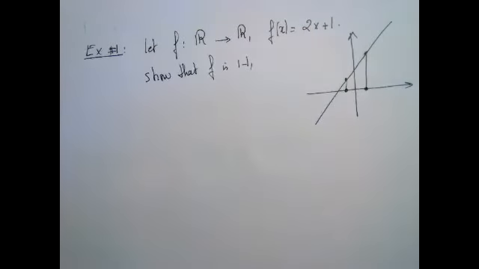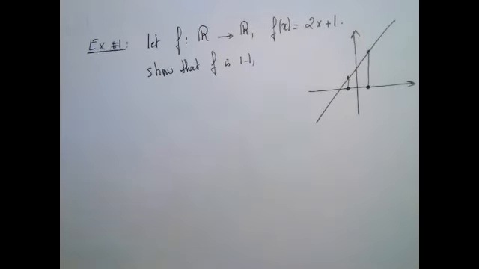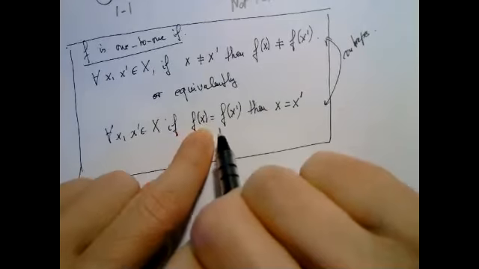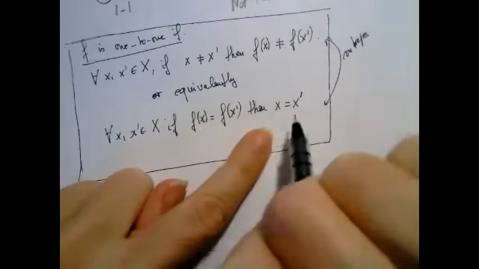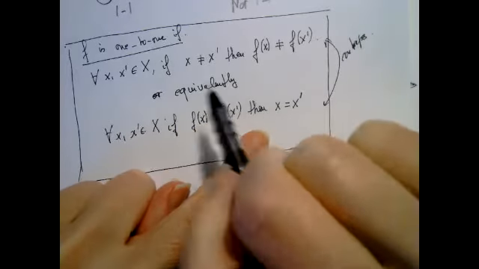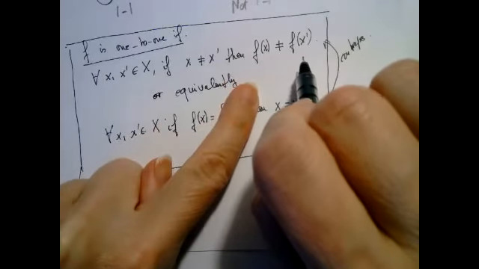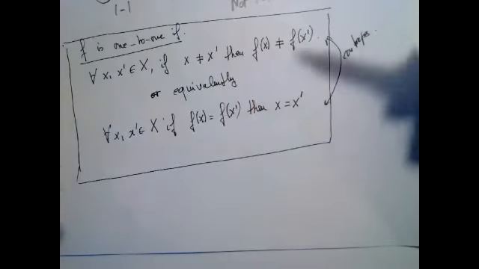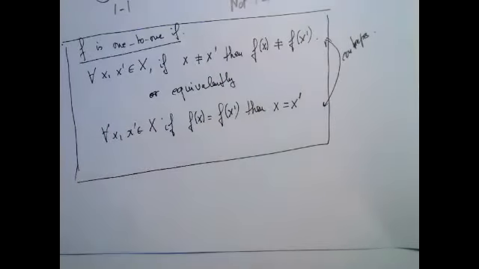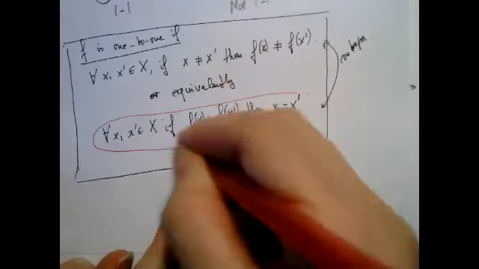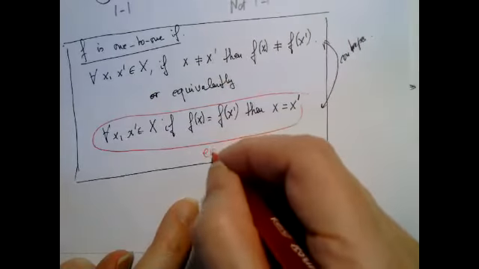But now how do we prove it mathematically? What we have to show. What does it mean to show 1-to-1? Either you show for all x and x prime, if the outputs are the same, then the inputs are the same. Or you can show if the inputs are different, the outputs are different. Either one of them. That's the definition. Now, because this deals with inequality and this deals with equality, this is usually easier to show.